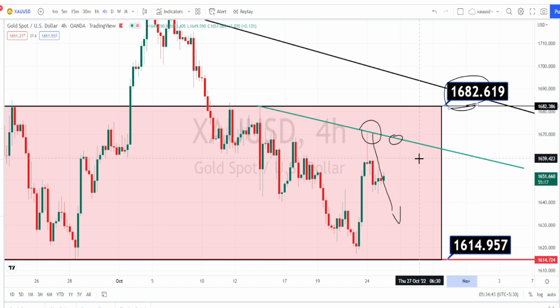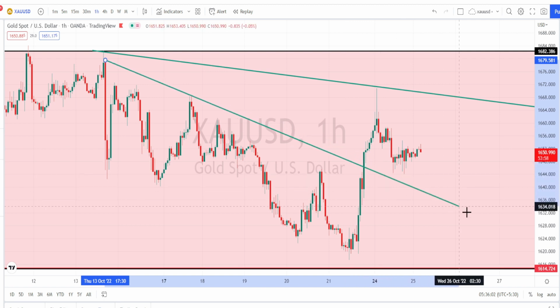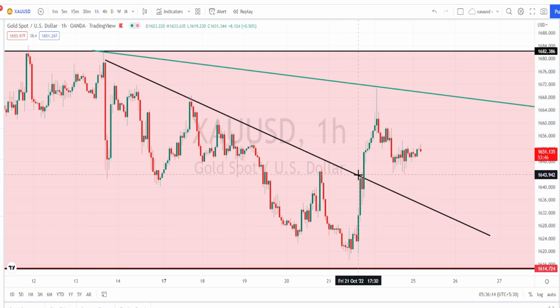Let us do the analysis in hourly time frame. I'm in hourly time frame now. When we look at the previous trend in hourly time frame, it was trading on a bearish trend respecting this resistance line from the hourly time frame, and it has given a breakout, but it couldn't manage to break the 4 hours time frame resistance line.